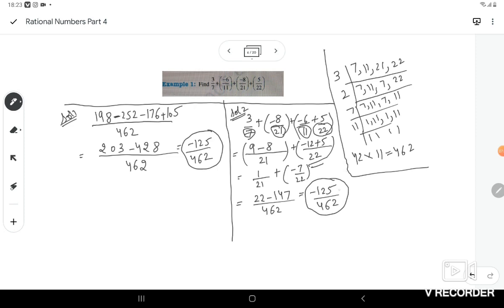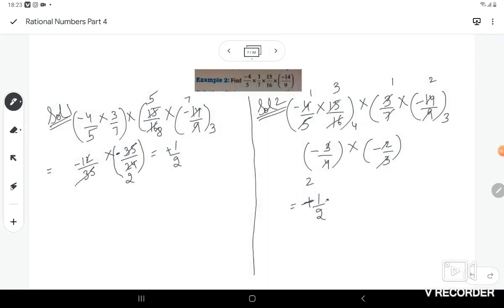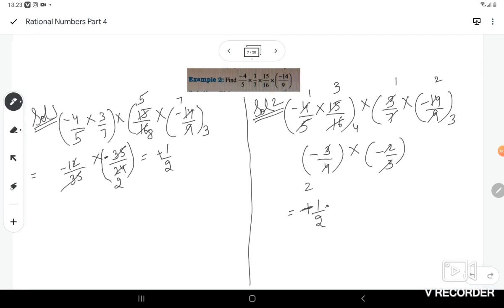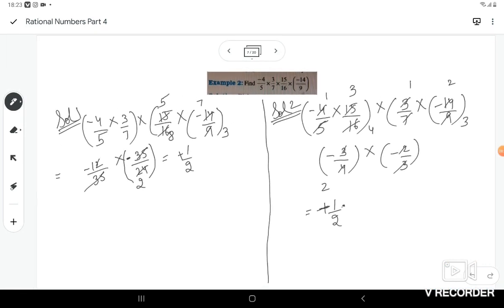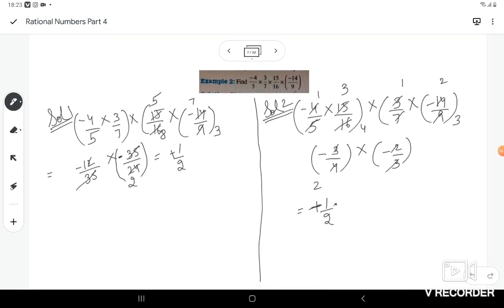From here we can clearly see that the second solution is easier to solve, more feasible and less lengthy. With practice you will get to know which property to employ, and we can clearly see from here that the denominators are multiples of each other, so it would be easy to solve. Now let us take another example and solve the sum.